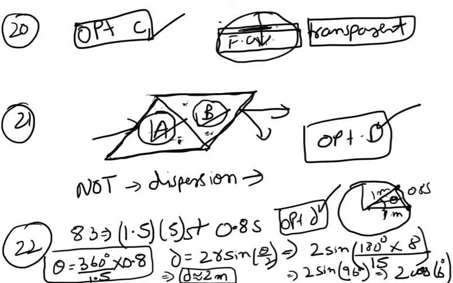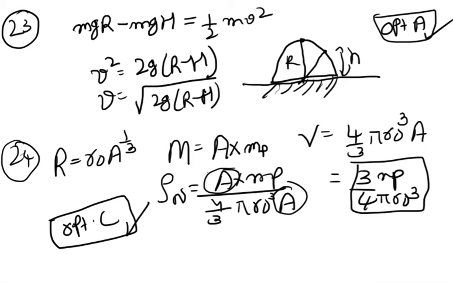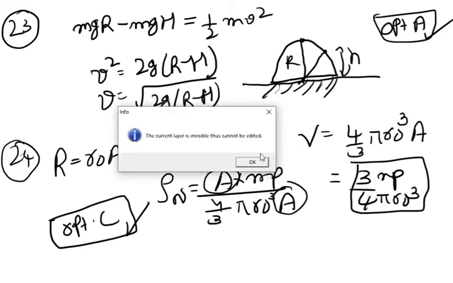Moving on to the next question, which is question number 23. In question number 23, we have energy conservation. Given a small hemisphere, a particle from here slides down and loses contact with the hemisphere. So what is the velocity here? The initial potential energy is mgr, now it is mgh. So half mv squared gives V equal to root of 2g(r minus h). So the correct option is option A. Coming to question number 24, R is equal to R naught A to the power 1 by 3. The mass of any nucleus is the mass number into the number of protons.